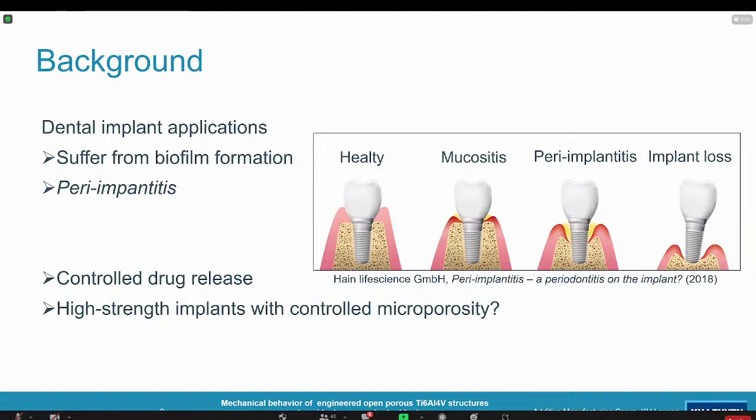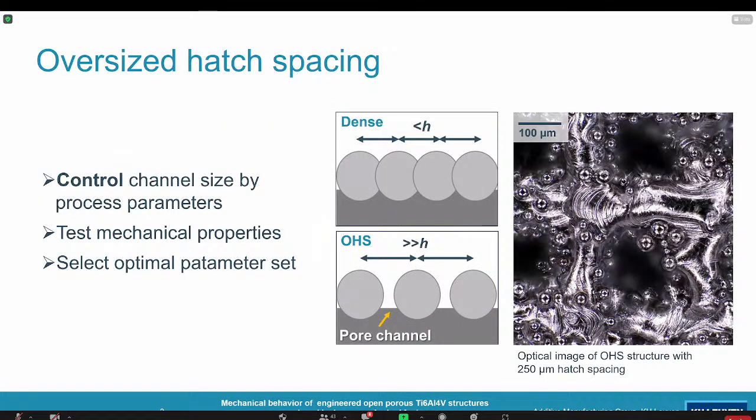The question now is if we can find structures that are both strong enough to survive the forces during eating, as well as allowing for these microporous channels for the controlled drug release. What we try to do is achieve this by varying the laser powder bed fusion parameters, mainly the hatch spacing. By choosing this much larger than you would normally do, you get these pore channels. And by varying all parameters together with the hatch spacing, we got fully interconnected pore channels. Then we tested the mechanical parameters of these structures and tried to find an optimal set that would lead to both strong enough as well as interconnected pores.